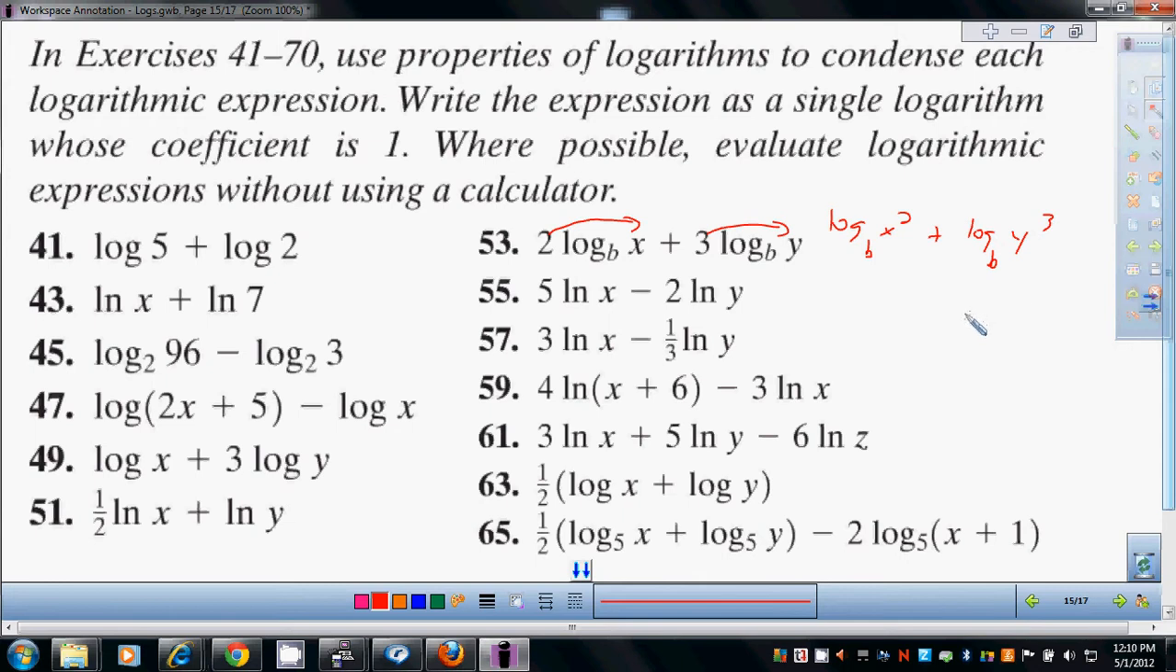Now, what can I do with addition? Turn it into what? Multiplication. So it becomes log base b of x squared y cubed. And that's as much as you can condense it. Remember, condense making it smaller, expand making it bigger.